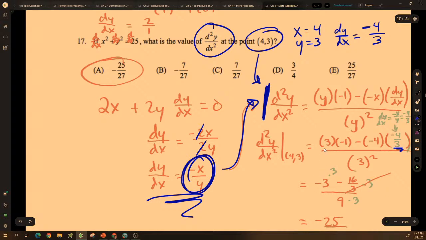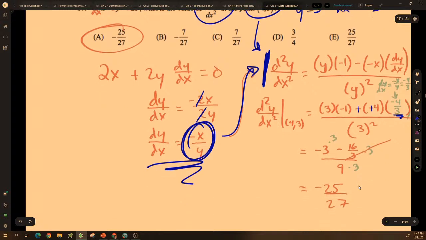When we do this, we get negative 3 times negative 1 is negative 3. Minus, now this is 1, 2, 3 negatives. So negative times negative stays minus, right? You could have made these two positive, but then I have 4 times negative 4 turns negative 16 over 3. So I multiplied all 3 of my terms by that 3 to get rid of that denominator. That gives me negative 9, minus 16. It's negative 25 over 27, choice A.